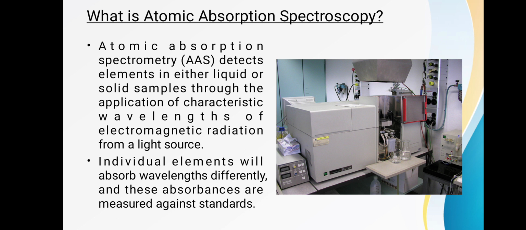Atomic absorption spectroscopy detects elements in either liquid or solid samples through the application of characteristic wavelengths of electromagnetic radiation from a light source. Individual elements will absorb wavelengths differently, and these absorbances are measured against standards.